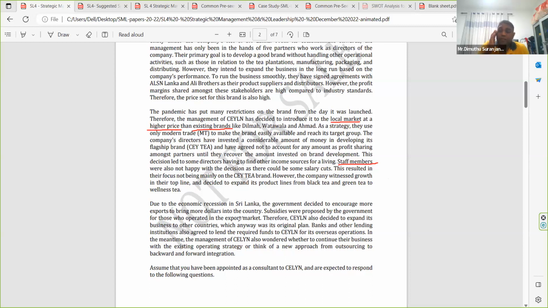Then, due to economic recession in Sri Lanka, the government decided to encourage more export to bring more dollars into the country. Subsidies were proposed by the government for those who operate in the export market. So that is an opportunity. Therefore, Ceylon also decided to expand its business to other countries, which anyway was its original plan. Banks and other lending institutions also agreed to lend the required fund to Ceylon for its overseas operations. Now, banks and other financial institutions are another stakeholder party.